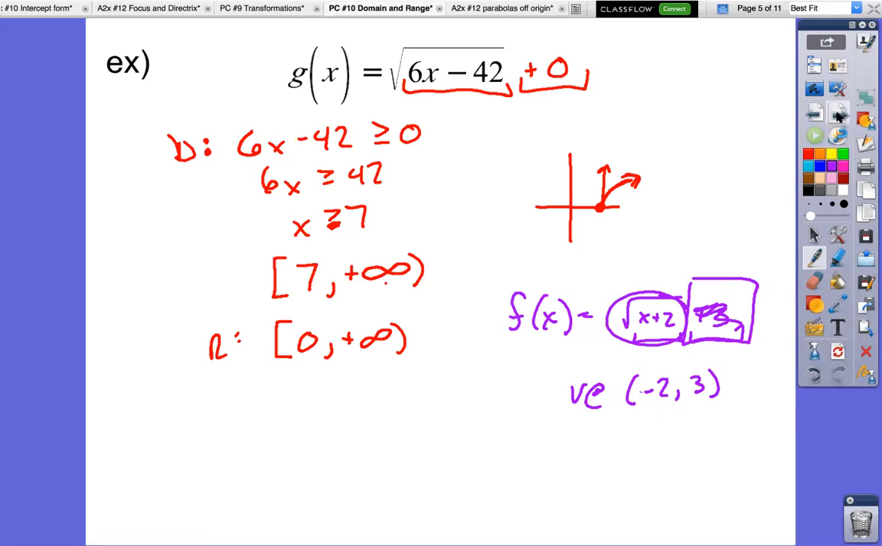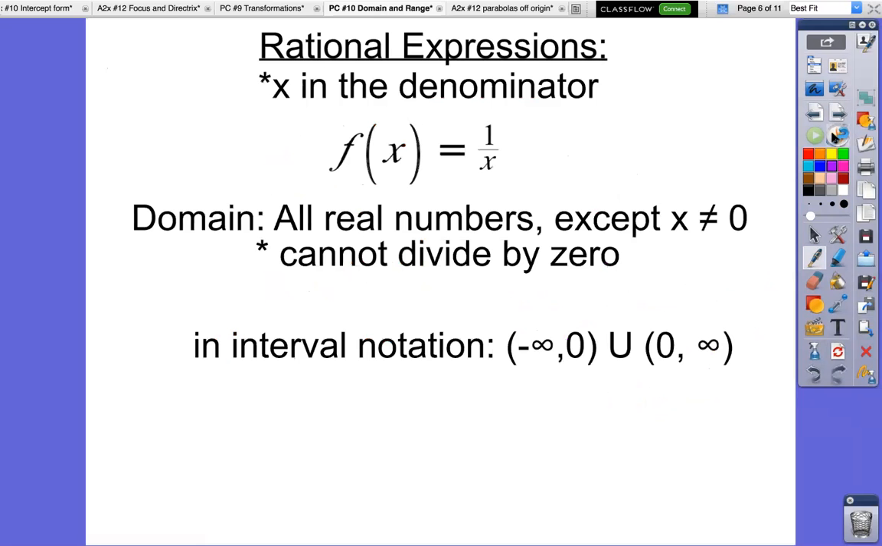All right, so let's see the next one. Oh, I took it off. Now, this is something else that we talked about in the very first slide. If we have an x in the denominator, x can be absolutely anything. It can be positive, it can be negative, it can be a fraction, it can be anything except for 0. Because you can't divide by 0.